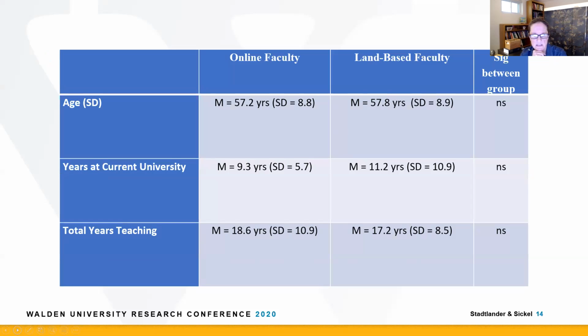And taking a look at these demographics, there's no significant difference here, as you can see, between the groups relative to age, years at the current university or total years teaching. As a point of reference for age, the online faculty ranged between 41 and 79 years of age. The land-based faculty ranged between 47 and 67 years of age. Next slide.